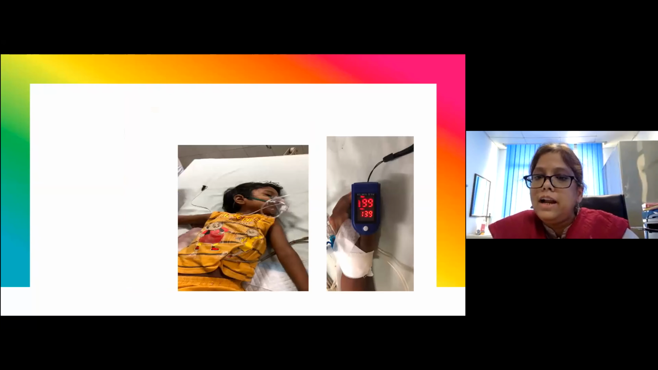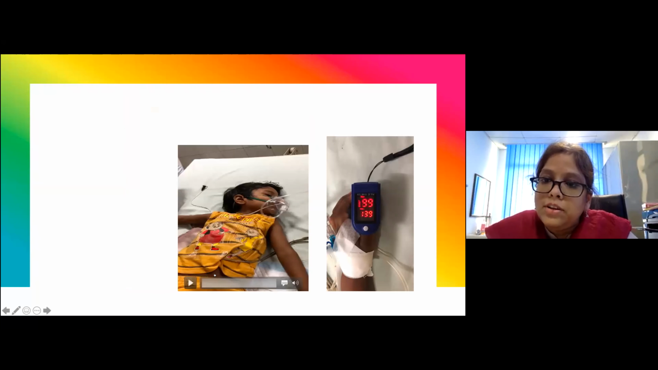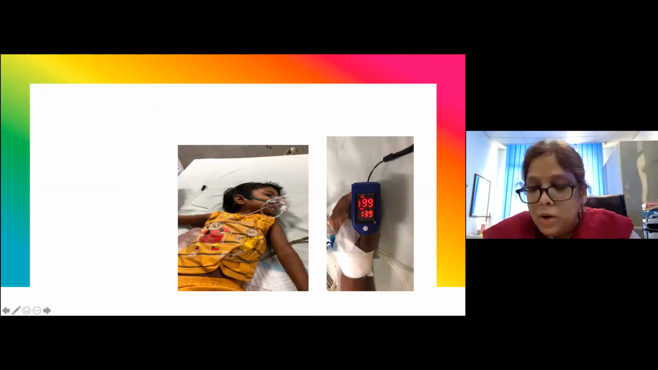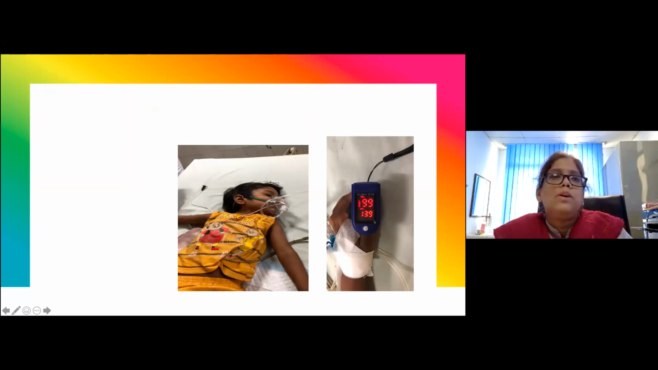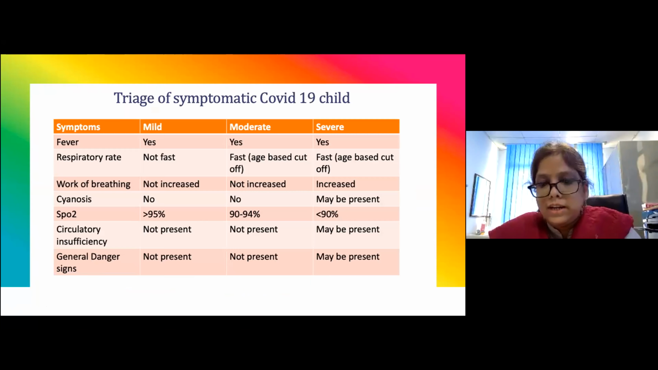So this child, because probably she was also on oxygen, her saturation is 99 and her heart rate is 139. So this is how you can, on the initial impression, identify the physiological status of the child and decide whether he is requiring admission or not requiring admission. So that is the only aim.